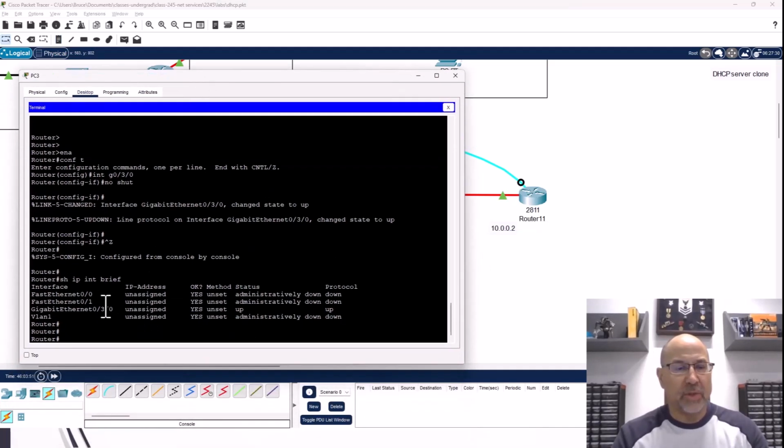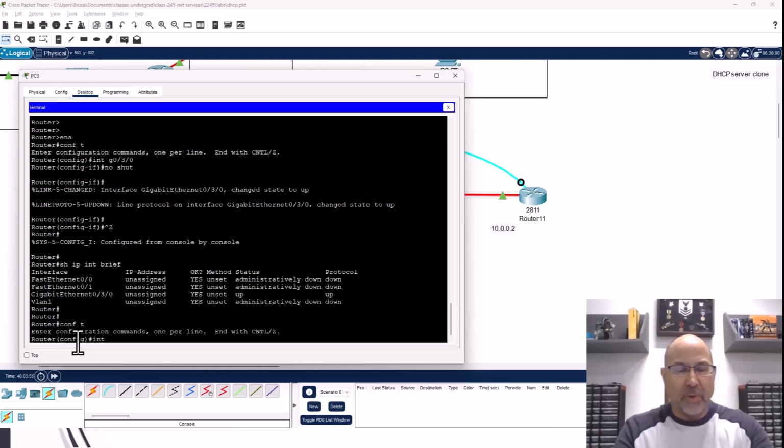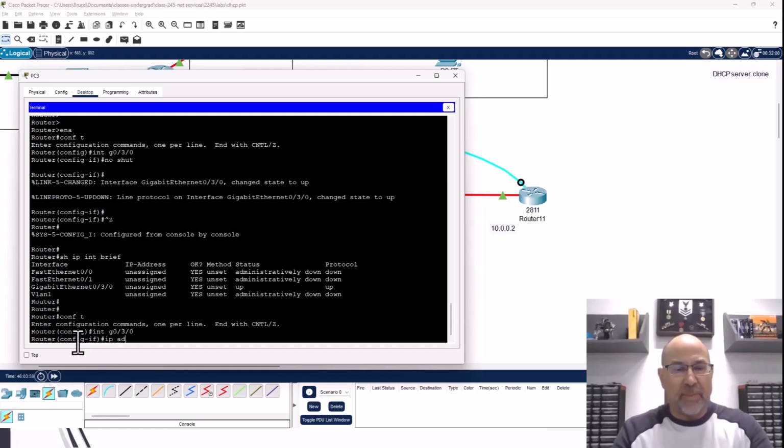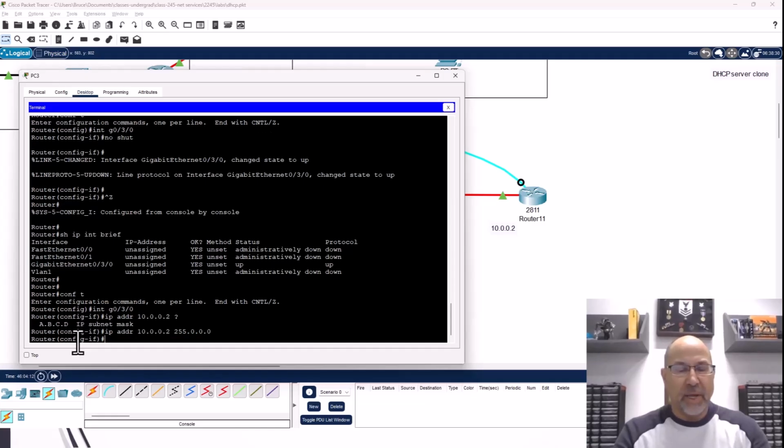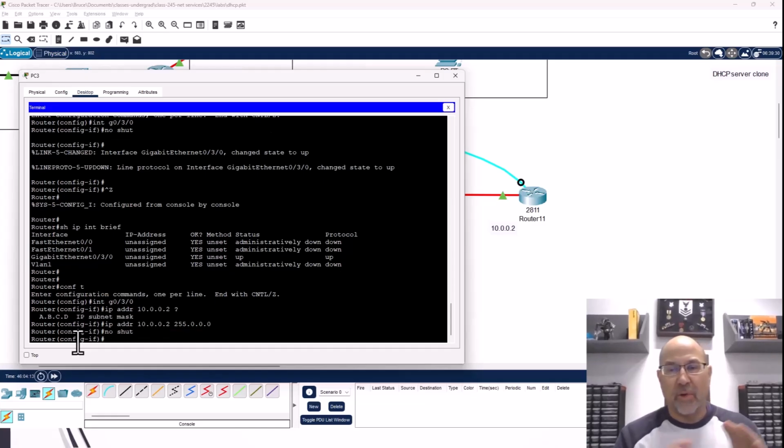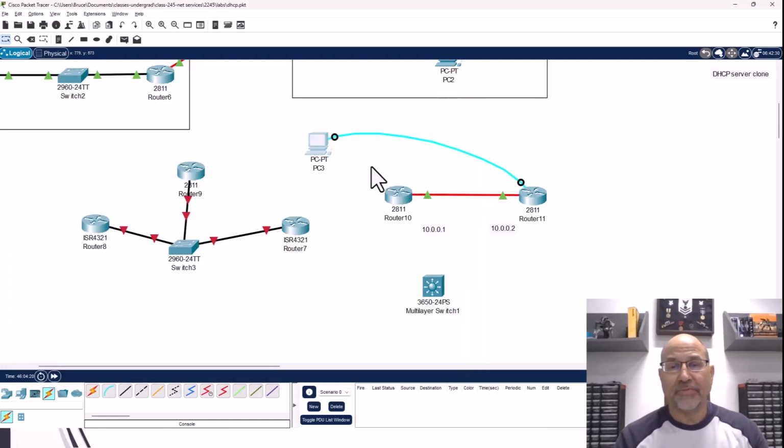So I'm consoled in to the router on the right. We'll go to int g0/3/0, and we will say IP address 10.0.0.2. Now, if I do a question mark here, it wants the mask, but I don't need the keyword mask. I just say 255.0.0.0 like that. And then I would do a no shut, and that would bring it up. I think I already did a no shut on these. Okay, so that would be that interface right there.